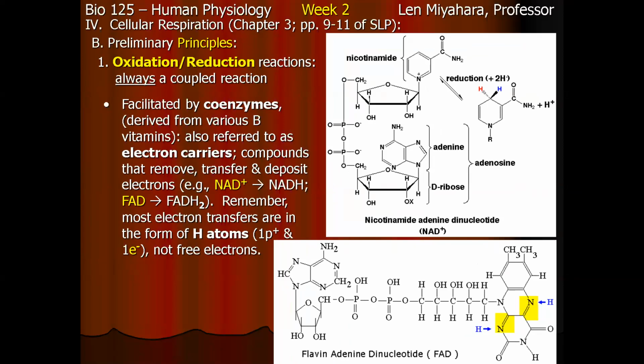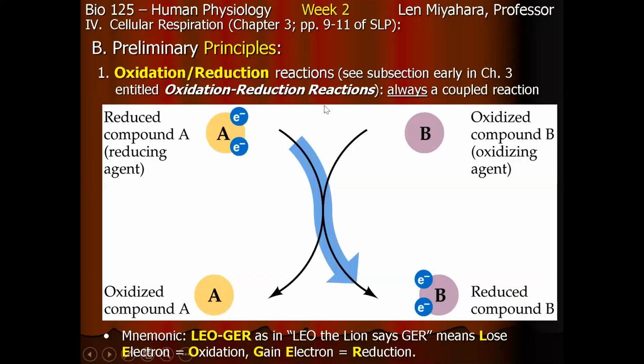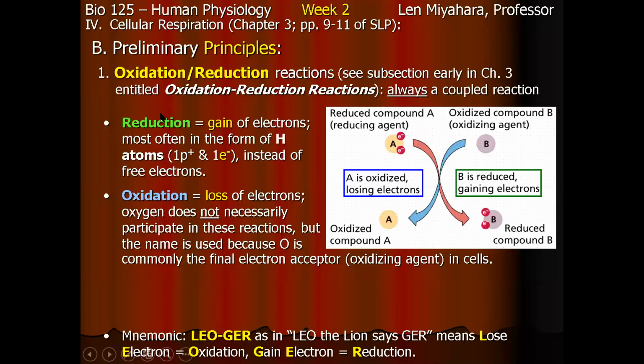Now what you want to see here with this is remember that hydrogen, when we saw this with water, hydrogen is just an electron and a proton. That's all hydrogen is, electron and a proton. These high energy electrons are not free electrons. And that's what it says here. The electron, the high energy electron, is in the form of a hydrogen atom, a proton and an electron.